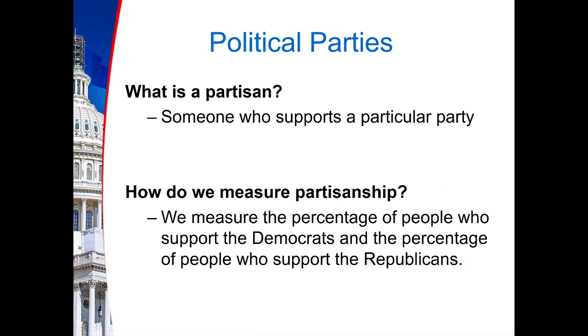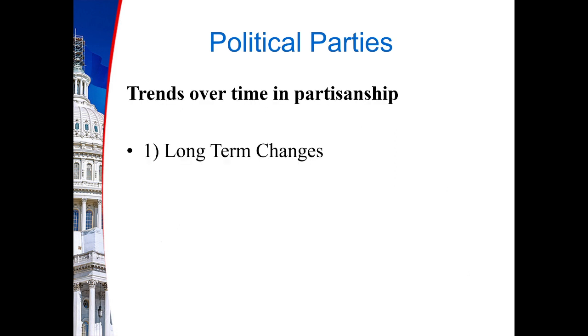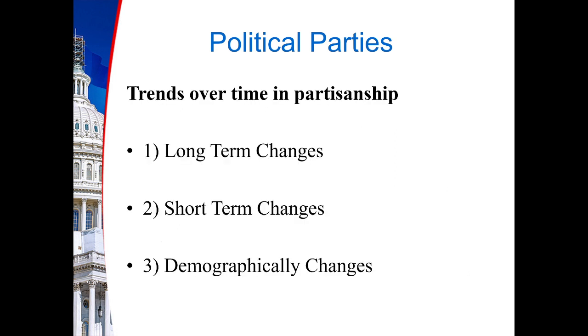but let's talk about the trends of how partisanship changes over time. There are 3 major changes to partisanship, meaning the level of people that are supporting Democrats and the percentage of people who are supporting Republicans. It changes in different ways. One, there could be long-term changes. There are also short-term changes, and then finally there are demographic changes.